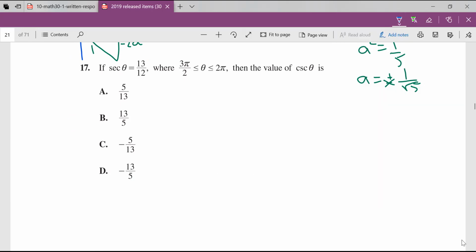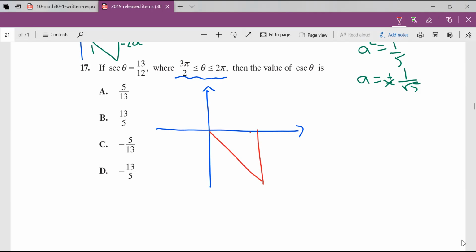All right. What have we got here? More trig. Oh boy. Secant theta is equal to 13 over 12, where here's my domain. I'm in radians. Then the value of cosecant theta is. All right, well, what does this tell me? It tells me I'm really looking in quadrant 4. And it says secant. Well, secant is hypotenuse over adjacent, and I'm watching my signs there, friends. And we want cosecant, which is 1 over sine.